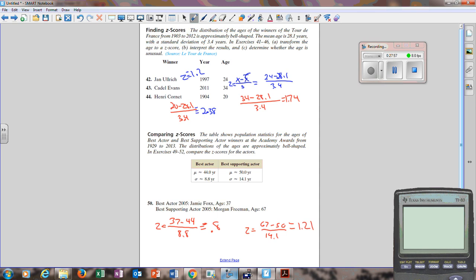Okay, then when you look at the z-scores and how they compare, Jamie Foxx was almost one standard deviation below the mean, and Morgan Freeman was a little over one standard deviation above the mean. Knowing that, you could say that Jamie Foxx was much younger whenever he got his award for Best Actor than Morgan Freeman was in comparison for Best Supporting Actor.